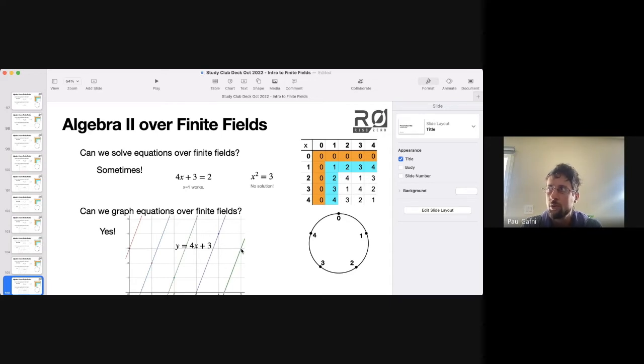So equations in regular life, we graph on a flat plane. Equations on a finite field are looped around with respect to the x-axis and looped around with respect to the y-axis. But we can still ask the same sorts of questions we usually can. We can ask, does it cross the x-axis? Does it have roots?